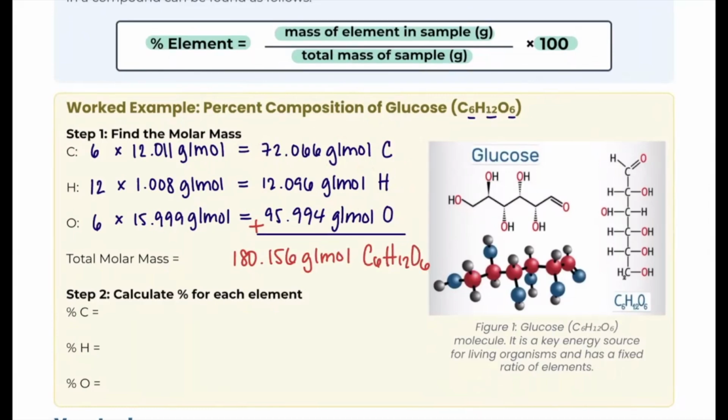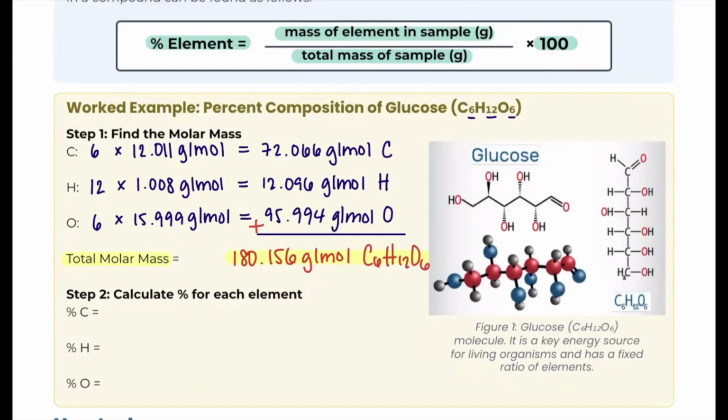And one quick tip before we continue is try not to round too early. So in other words, don't round as you go, or at least try to avoid it. And the reason is because you want to keep your numbers as precise as possible so that your final percentages, as we'll see in the next step, add up to a number that's very close to 100%.